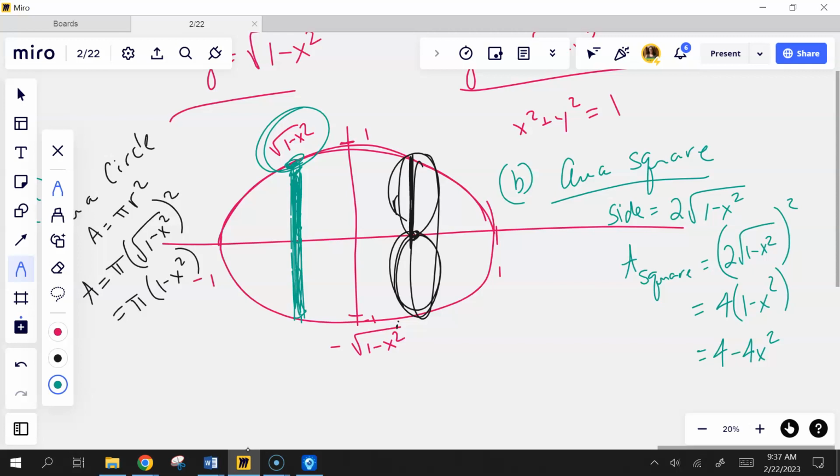That's the hard part. That's why we're spending so much time finding, because remember, volume is, if I wanted to do the volume of this, it would just be from -1 to 1 of this equation, dx. So the hard part is nailing down that equation. Yeah, because integrating area gives us volume. That's why.